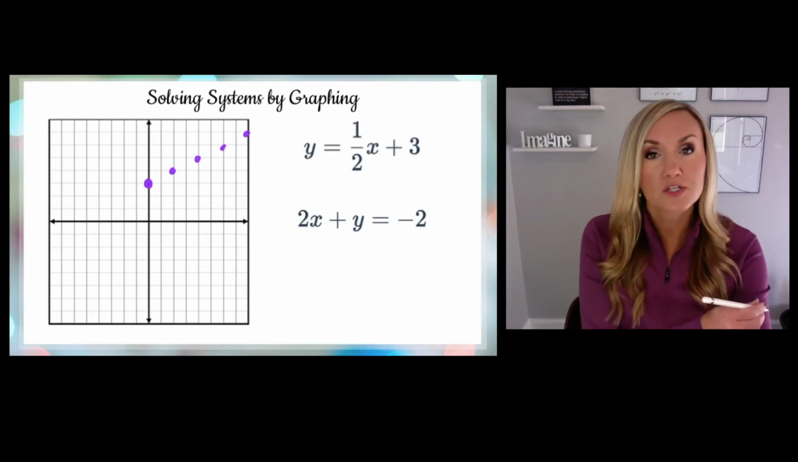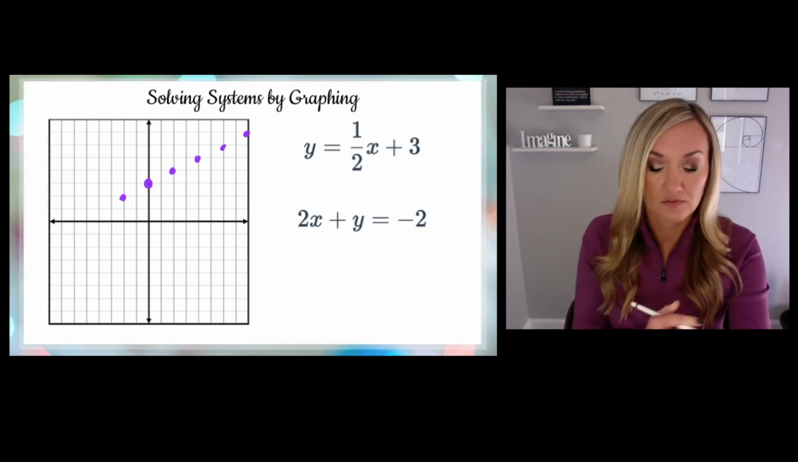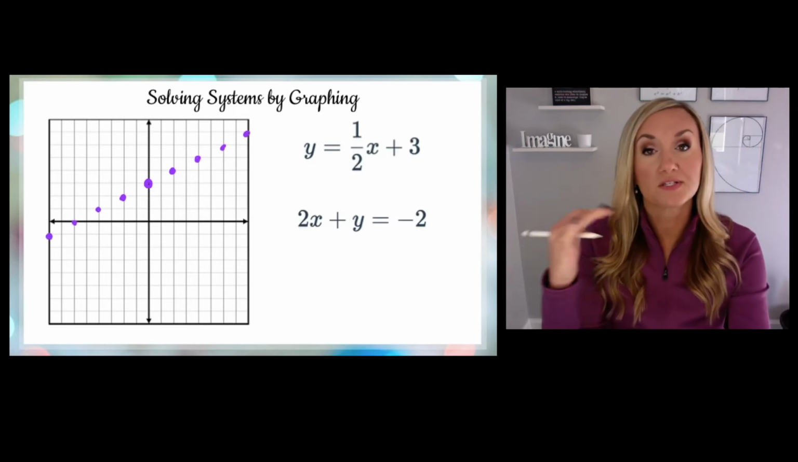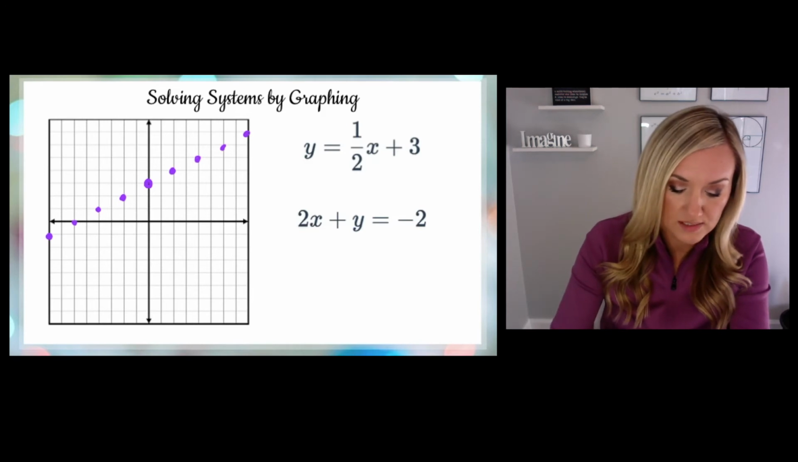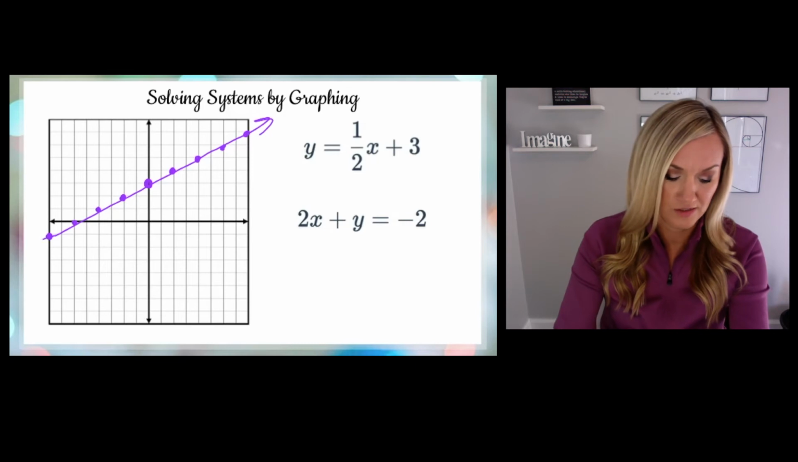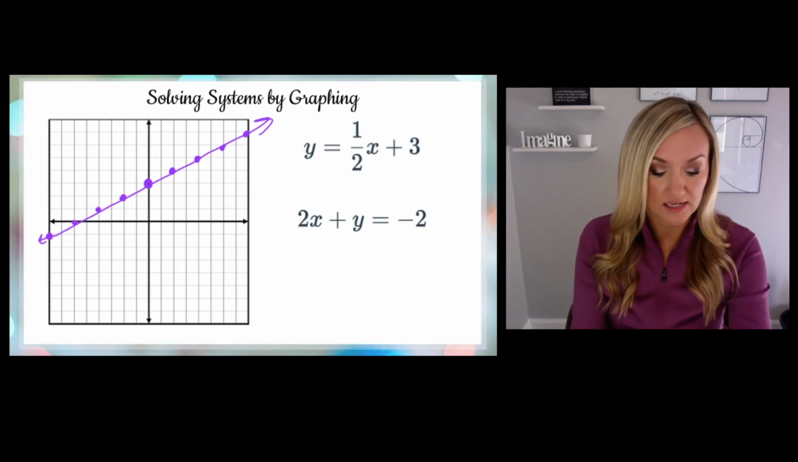Then I'm also going to go in the other direction, so I'm going to go down 1 and back 2. A negative and a negative is going to give me that positive slope. Perfect. So now that I have represented all of the points that are going to be on this line, I'm going to very carefully draw a straight line, as best that you can. And then we're going to take a look at the second equation.